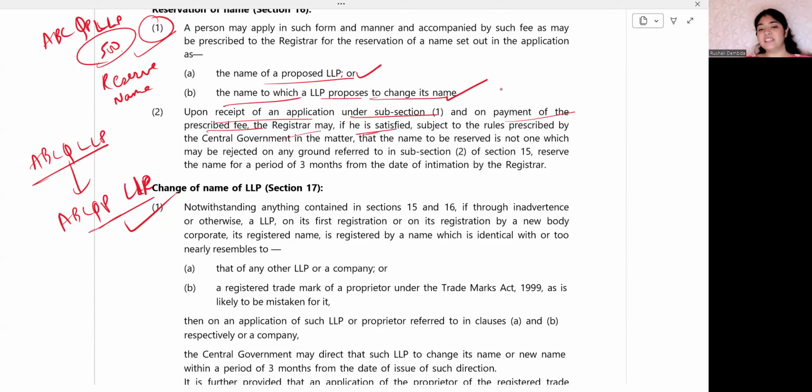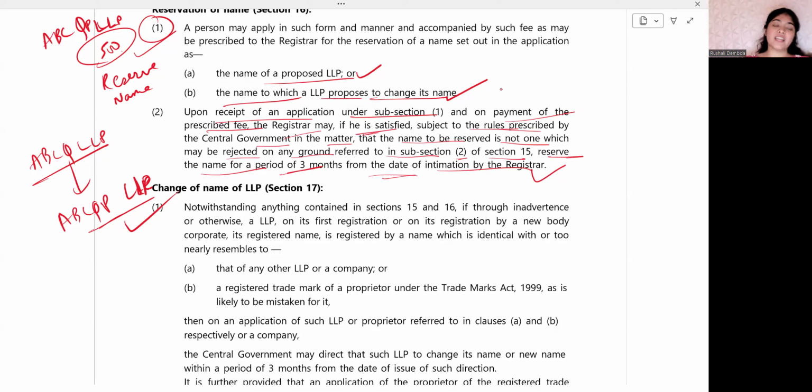Registrar may, if he is satisfied, subject to the rules prescribed by central government, that the name to be reserved is not one which may be rejected on any ground referred to in subsection 2 of section 15, reserve the name for a period of 3 months from the date of intimation of register. If they feel that this name is not debatable or no one will object, this name is available, they can reserve the name for you for only 3 months. For 3 months, they will reserve the name.